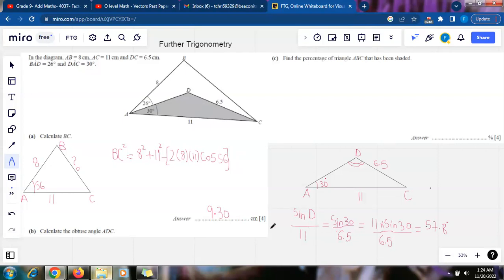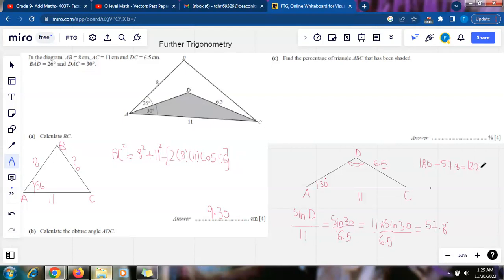Since I need to find out the obtuse angle ADC, and this is an acute angle because it is less than 90 degrees, what will I do? I will just subtract this angle from 180. So 180 minus 57.8 will give me a value of 122.2. So this is the answer of this part.